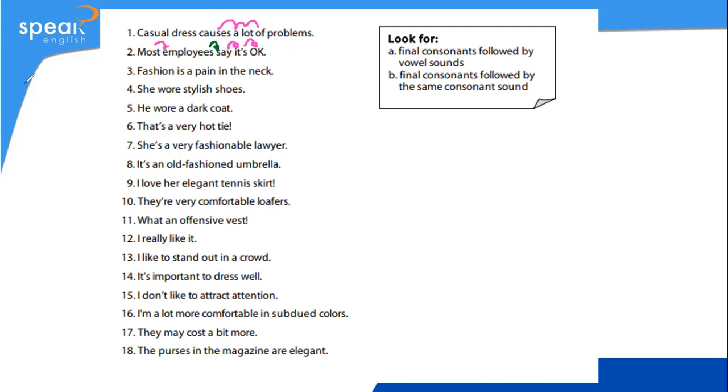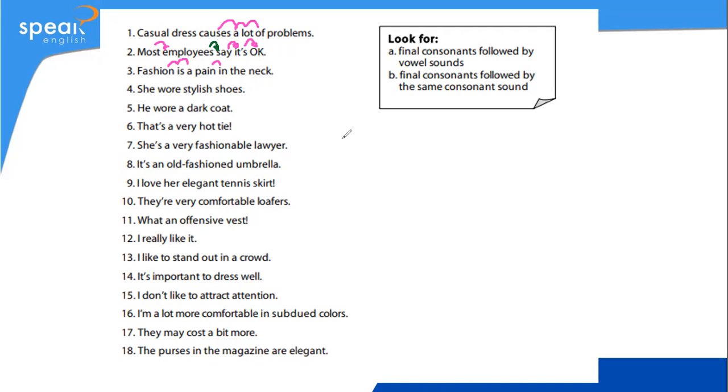All right, number three, where do we connect vowel plus consonant? Oh, sorry, the other way around, consonant plus vowel. Fashionista. Okay. Yeah, that's great. Anywhere else? Painting. Okay, very good. How do we read everything? Can you help me? Fashion is a pain in the neck. One more time. Fashion is a pain in the neck. Very good. A pain in. Very good.